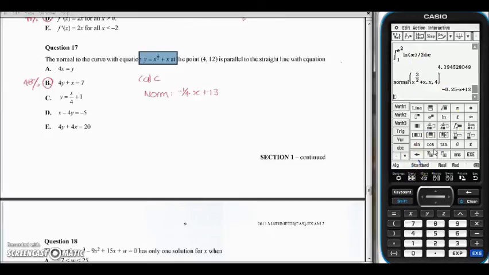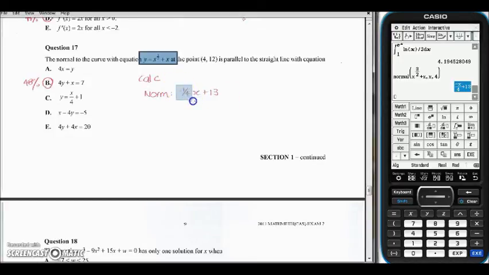And the equation of the normal is negative x on 4 plus 13. So the gradient of the normal is negative 1 on 4. So all I've got to do is look at these graphs here and see which one also has a gradient of negative 1 on 4. You should be able to see that it's this one here, 4y plus x equals 7. If you rearrange that into the form y equals mx plus c, you should get m is negative 1 on 4, whereas you don't get that with any of the rest.